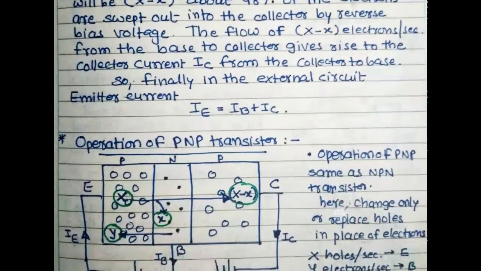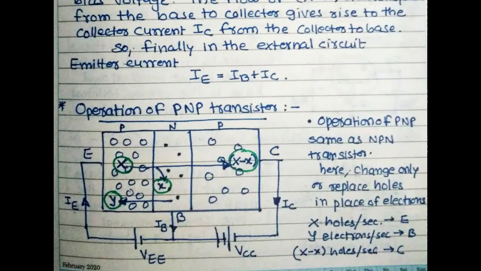In the same way, here we also discuss the operation of the PNP transistor. Here I give the diagrams. We just change the battery terminals: what was connected to the negative terminal in the previous case is now connected to the positive, and the positive to the negative. Another change is that holes replace electrons. It means the operation of PNP and NPN is the same, but all the polarities are reversed, and the direction of the current is reversed. This is how we understand the operation of transistors.